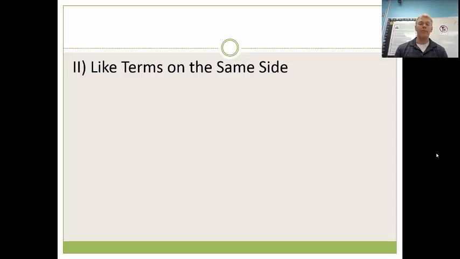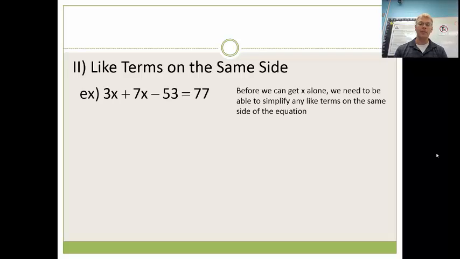Another complexity that could arise when we're solving our equations is that we have like terms on the same side. To this point, we've never had any like terms on the same side of the equal sign. But you can see in this equation, we have 2 like terms that are on the left-hand side, 3x and 7x. Well, we can't get x alone if it's in 2 different terms.